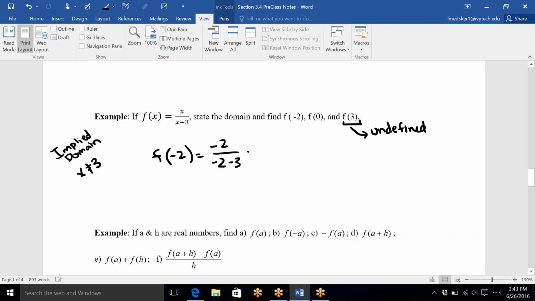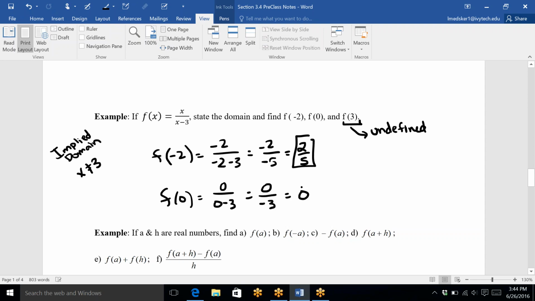Again, focus on the right side. This would be negative 2 over negative 5. And if we reduce that, that would just be positive 2/5. F of 0 is 0 over 0 minus 3. That is 0 over negative 3. And 0 on top is just 0.